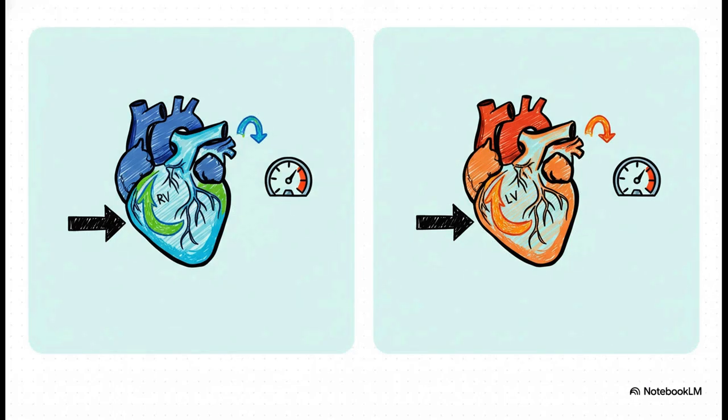This is one of the coolest things we can do. We can actually estimate the pressures inside the heart without a single invasive catheter. The magic trick here is the modified Bernoulli equation. All it says is that we can convert the velocity of a jet of blood into a pressure gradient.